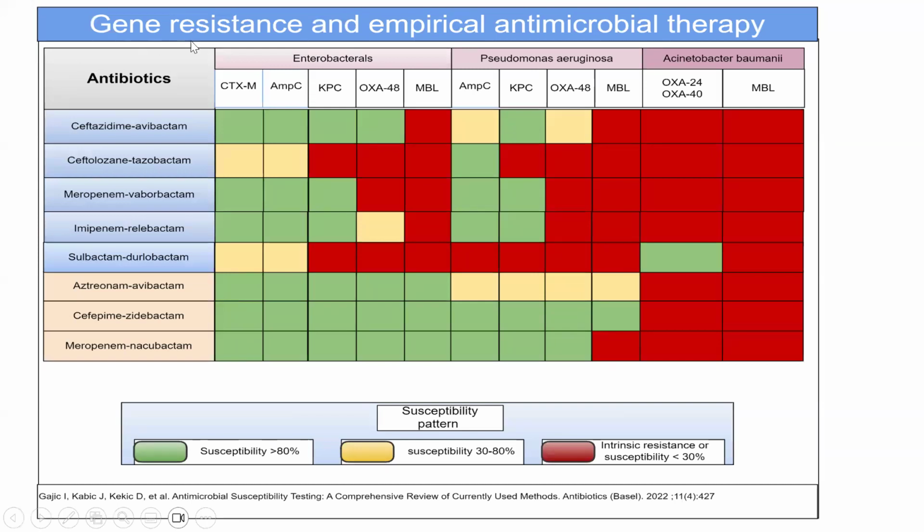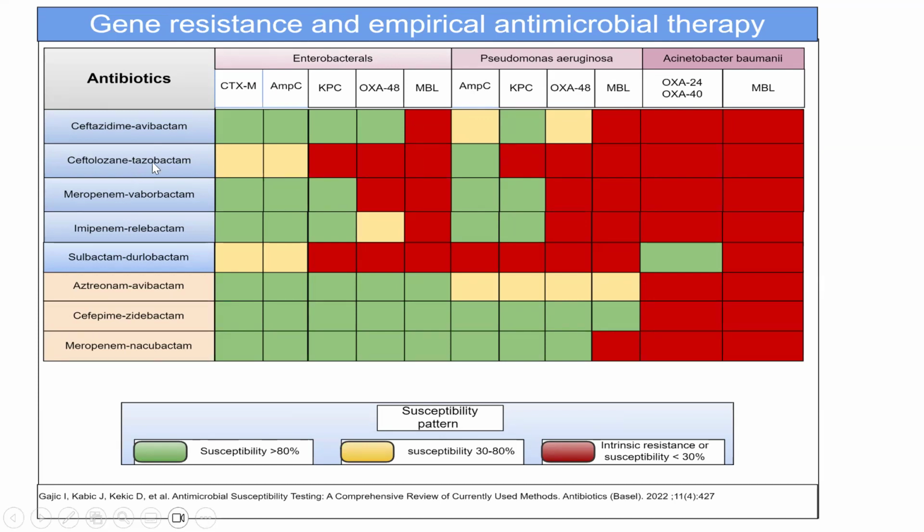And here is the spectrum of the newly approved beta-lactamase inhibitors against the beta-lactamase enzymes. Ceftazidime-avibactam is used for CTX-M, AmpC, KPC, and OXA-48 in enterobacterales, but cannot be used alone for metallo-beta-lactamases. For Pseudomonas, it has some effect on AmpC, it has some effect on KPC, but it has no effect on metallo-beta-lactamases alone. It doesn't cover any types of the carbapenem-resistant Acinetobacter.